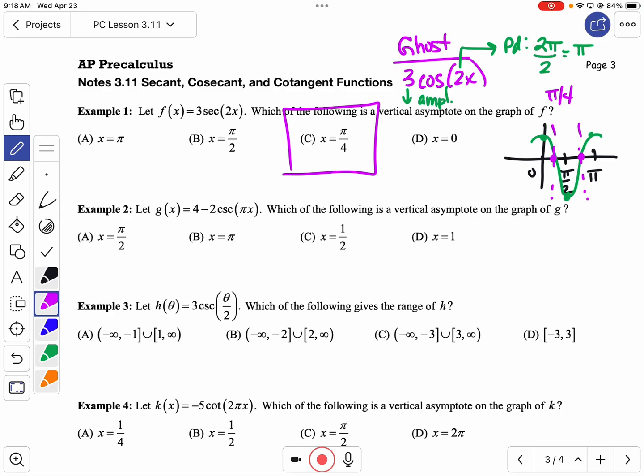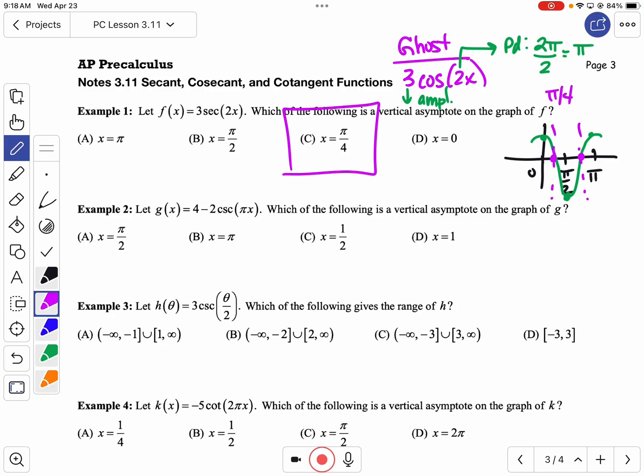So you can do this as long as you understand how we get to secant, using just the cosine graph, which is nice. So you don't have to worry about transformations of everything else. We can just think about what's the transformation of the ghost, because the zeros of the ghost give me the asymptotes that I'm looking for. All right, let's do another one like that.